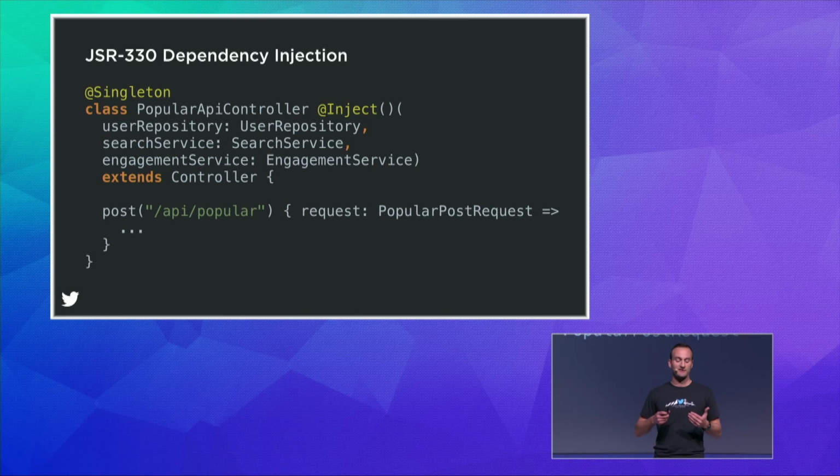So on screen, you can see what these JSR 330 dependency injection annotations look like. At the top of the screen, there's an @Singleton. That signals to Finatra and Guice that we only want a single controller to ever be created. And on the line below it, you'll see an @Inject. This signals that we wish for this class to participate in dependency injection. So when it's created, we want its dependencies to also be given to it. And it's that simple.